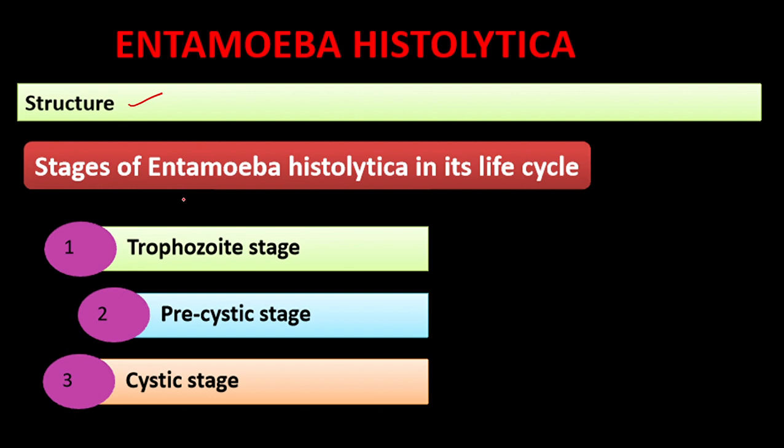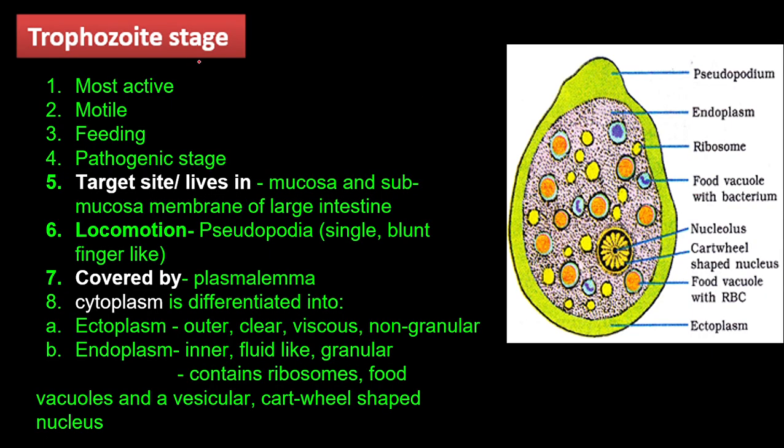So, Entamoeba histolytica has three stages. First is trophozoite, second is pre-cystic, and third is your cystic stage. Right? When we talk about the trophozoite, it is the most active stage. Since it is most active, it is motile stage. And why it is most active and motile?